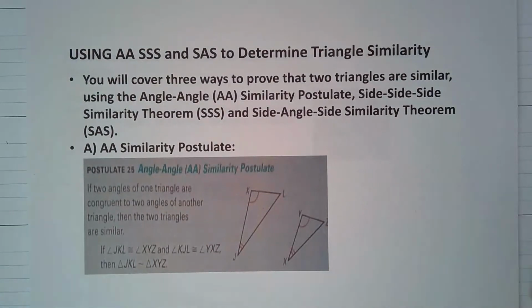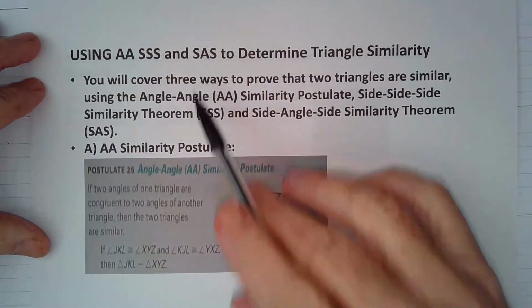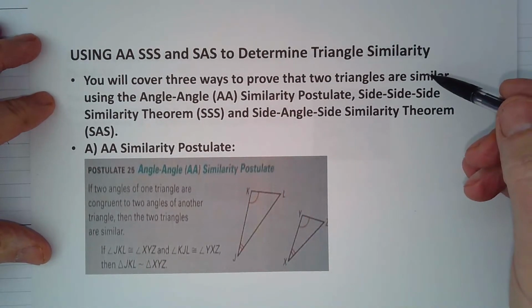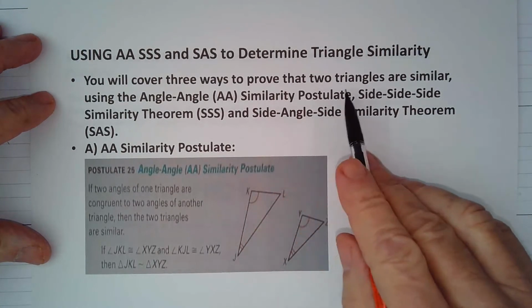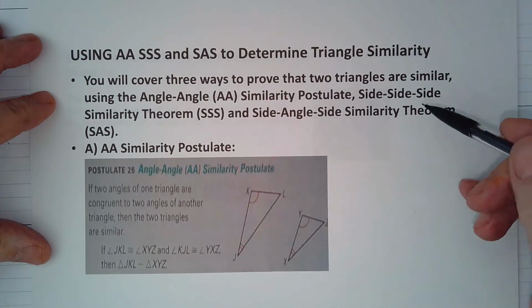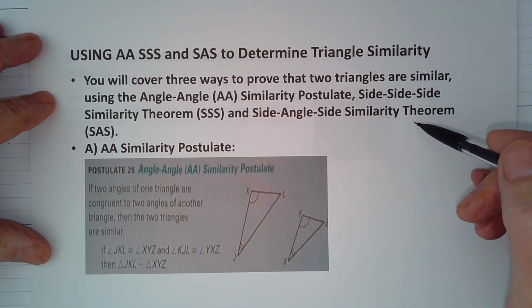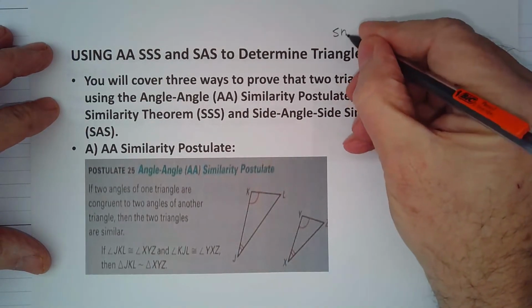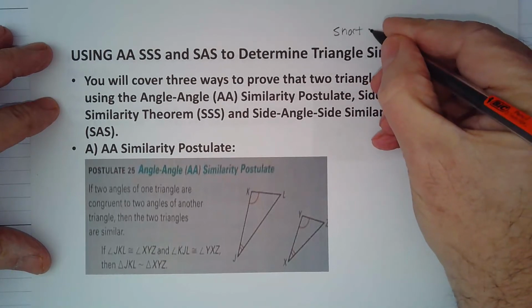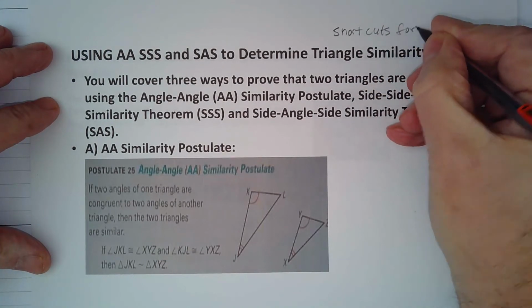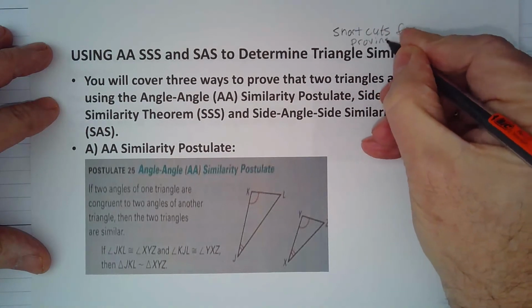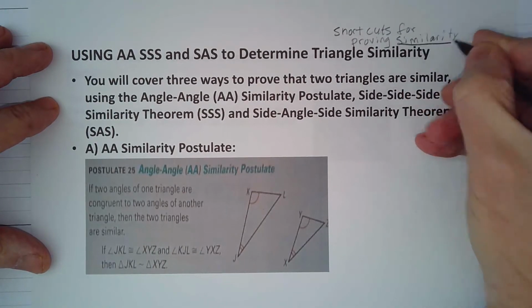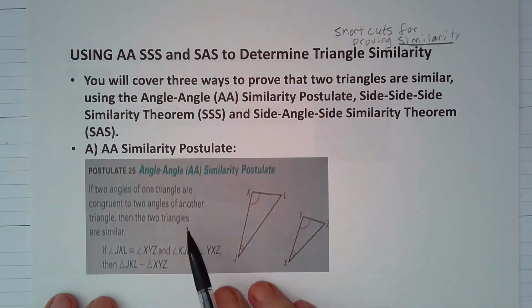So, let's talk about using angle-angle, side-side-side, and side-angle-side to determine triangle similarity. We're going to cover three ways to prove that two triangles are similar, and we're going to use these three, one's a postulate and the other two are theorems, as shortcuts. These are shortcuts for proving similarity, not congruence. Shortcuts for proving similarity. And of course they involve triangles.